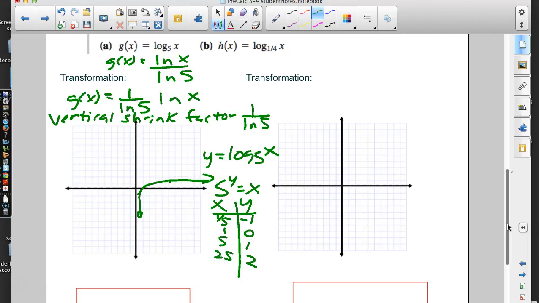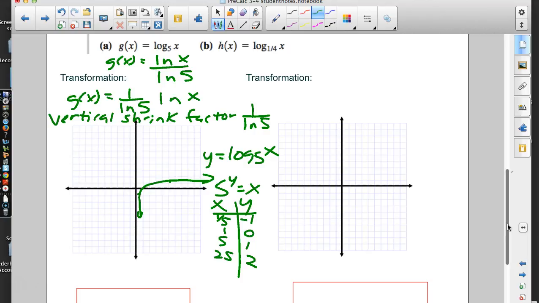Rather than graphing natural log of x, which would be e to the y equals x, and then trying to perform a vertical shrink of 1 over the natural log of 5. No. I can describe it, but I can graph it however I want to graph it. And that is the choice I would make for graphing. Good.